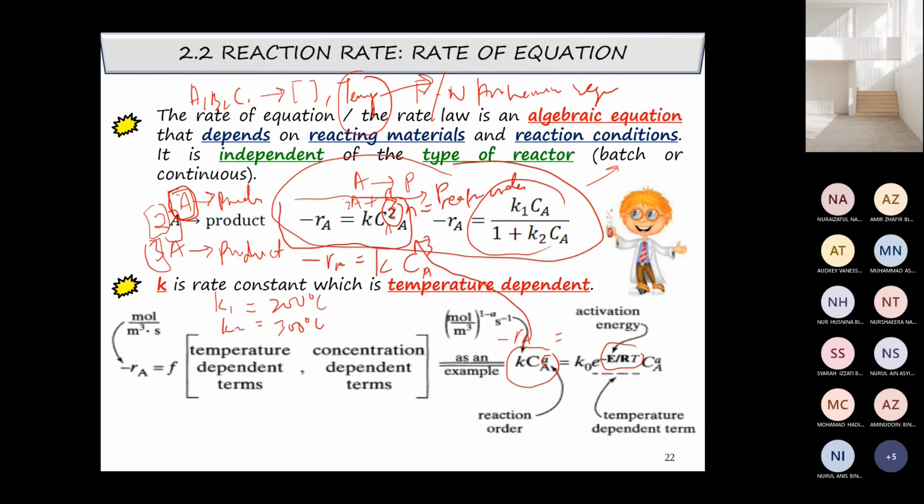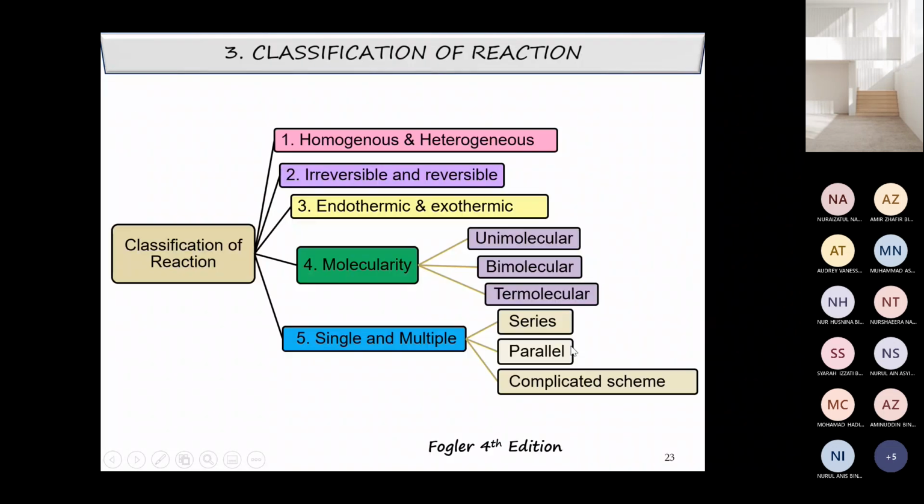Okay, kita ada reaction order of 1, 0. Kalau 0 dia just KC sahaja, sebab kalau C to the power of 0 is 1, tinggal K sahaja. So this is a 0 order reaction. We have a 1 order of reaction, we have 2 order of reaction and so on. Nanti I akan terangkan details dengan dia punya examples.